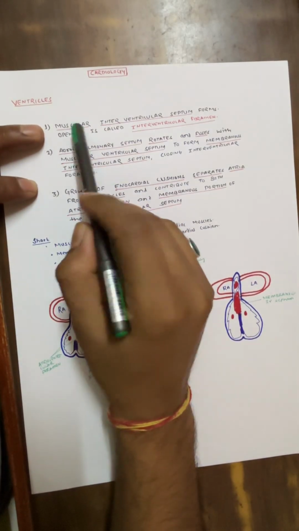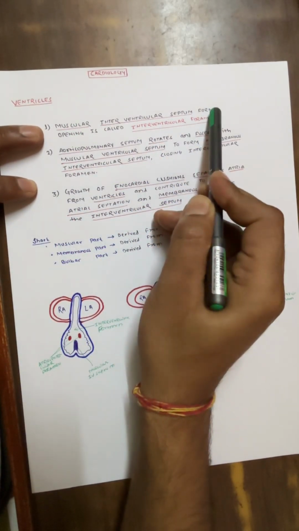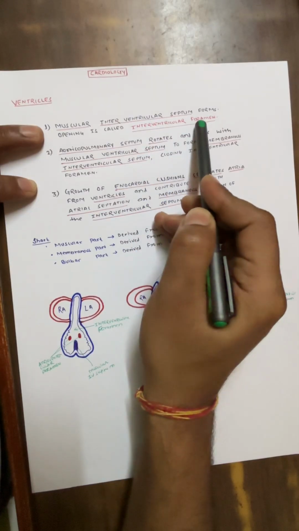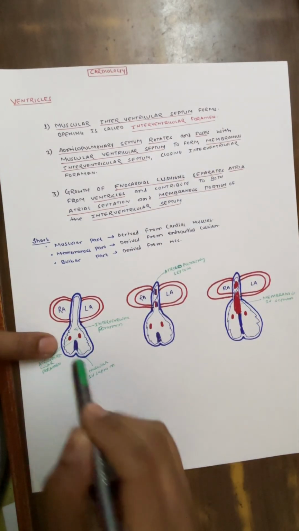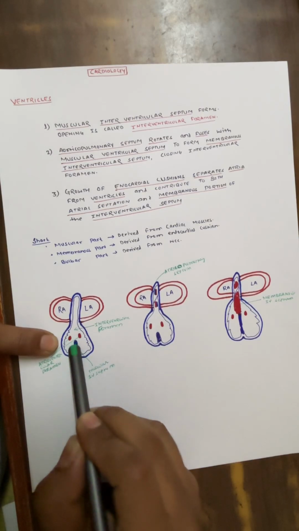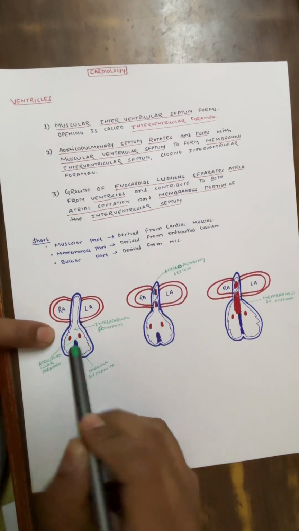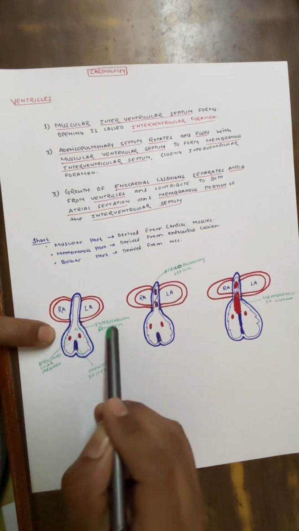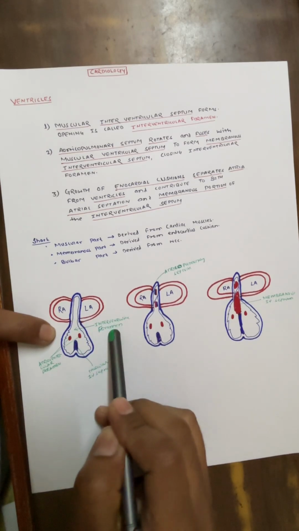Over here it's written: the muscular interventricular septum forms, and the opening is called the interventricular foramen. The same figure I have shown you before. This blue part is the muscular interventricular septum, and this opening between the two ventricles is called the interventricular foramen.